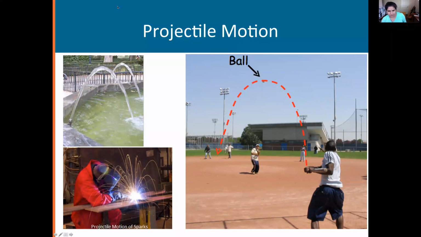Motion in 2 dimensions, okay? This is projectile motion, and you see this classic shape that you are familiar with, of a fountain, yeah? Or sparks flying when someone is soldering, or if you throw a ball, it follows this path, the red path. These are all projectile motion, all following this parabolic path. Okay, and this is what we're going to study.